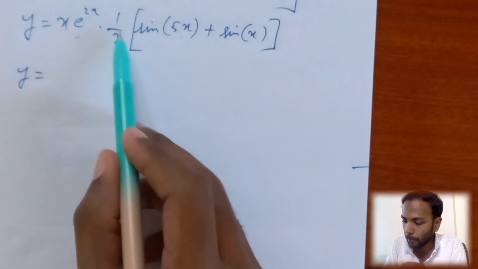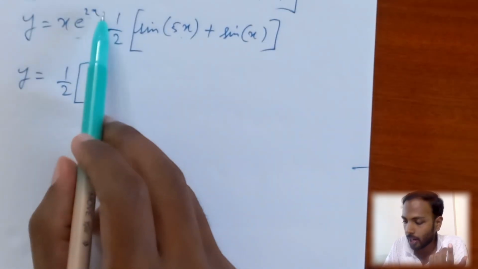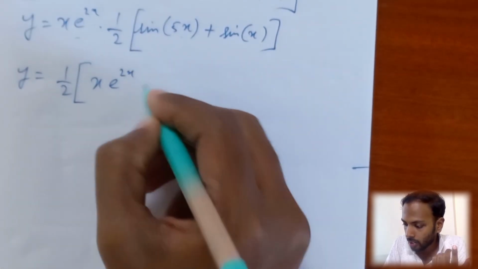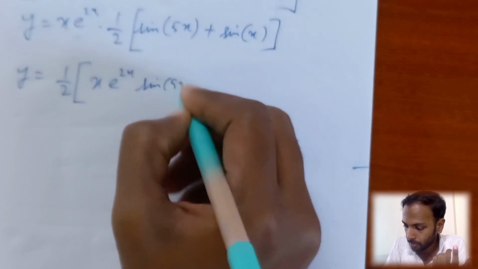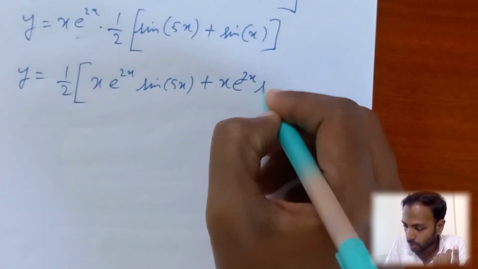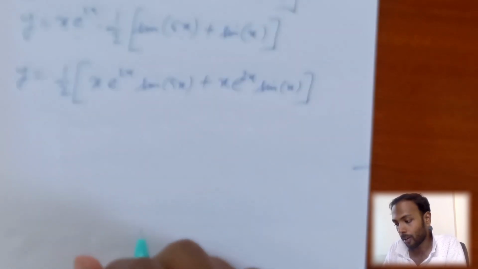So let's take all the x to one side and bring all the constants to the other side, so that we can segregate constants and variables. 1 by 2 is the only constant here, so I'll take 1 by 2 outside of the bracket and multiply this term inside the bracket. So you will get it like this: 5x plus x into e power 2x into sine of x. Now you can apply the direct formula.